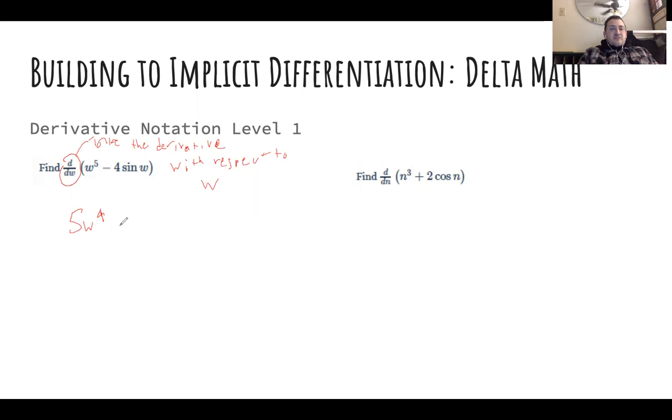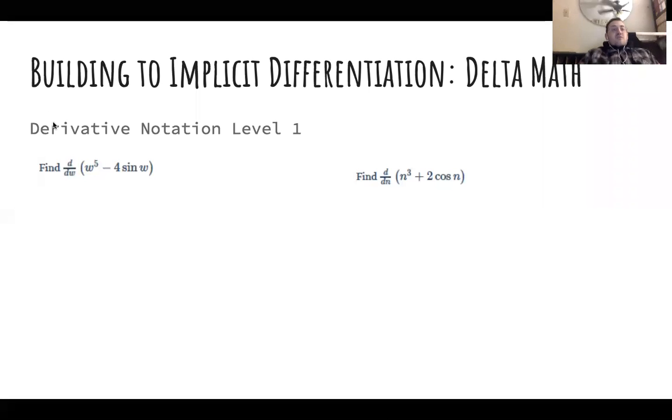And remember that the derivative of sine is cosine. So this is just like taking the derivative with respect to x, except the only difference here is that we have w's instead. And on this one, I have n's, so this is with respect to n. I just write this as 3n squared. And remember, when you're taking the derivative of cosine, this is where you're going to see that sign change. So this is derivative notation level 1.